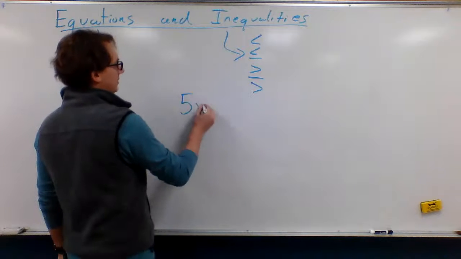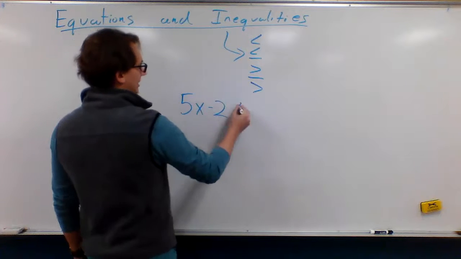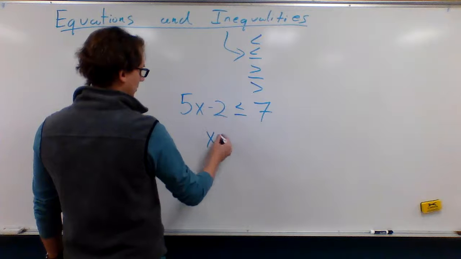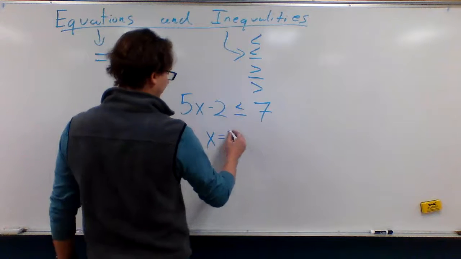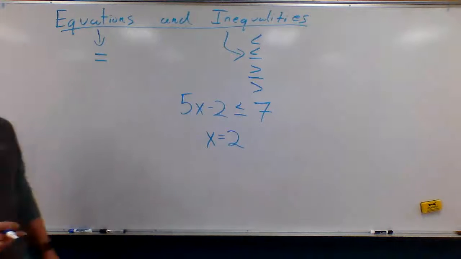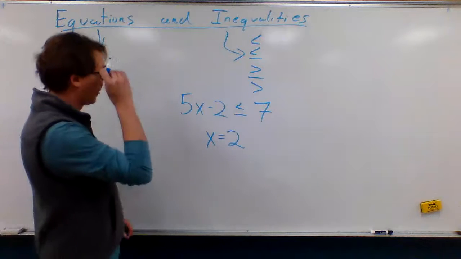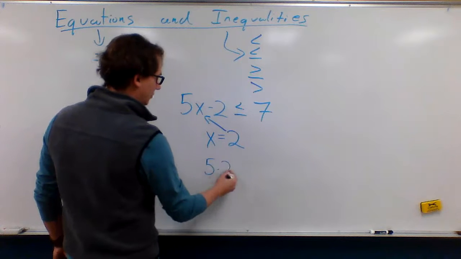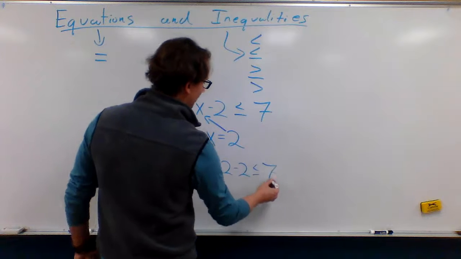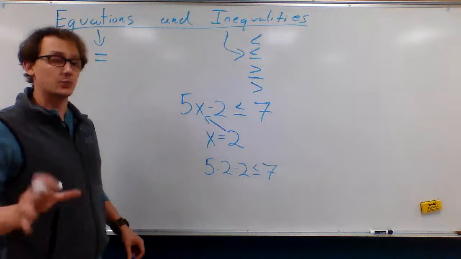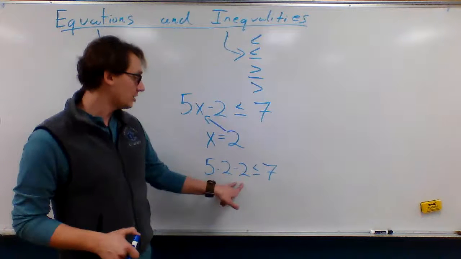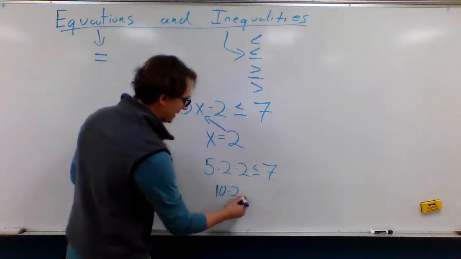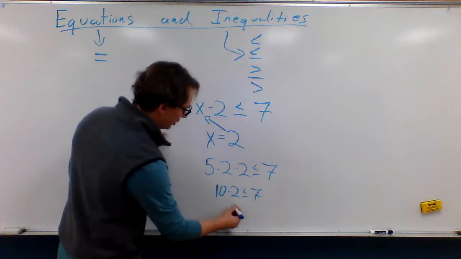Let's do 5x minus 2 is less than or equal to, let's say, 7. And let's have x equal 2. Is that a solution to this problem? Let's find out. We're going to take the 2 and plug it in for x. 5 times 2 minus 2 is less than or equal to 7. Again, from yesterday, order of operations is really important here. If you do 2 minus 2 first, you're going to get the wrong answer. You have to do 5 times 2 first, which is 10. Minus 2 is less than or equal to 7. 10 minus 2 is 8.